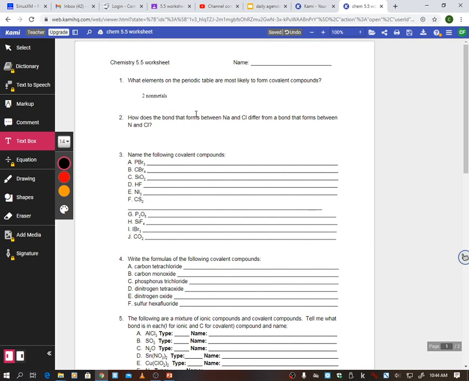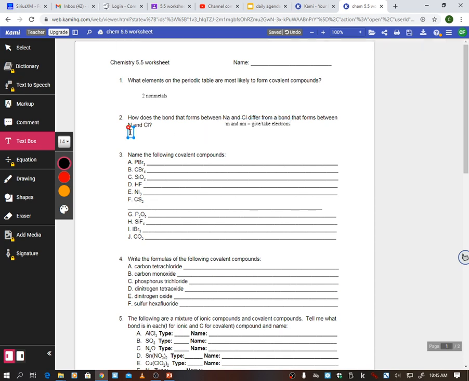Number 2, how does the bond that forms between sodium and chlorine differ from the bond that forms between nitrogen and chlorine? Well, sodium and chlorine, you have a metal and a non-metal, so I'm just going to write M and NM, which means they are going to give/take electrons. So that's how you get your charges. Your metal is going to give electrons and become positive, and that non-metal is going to take those negative electrons, and it makes them have a negative charge. And that's how they bond. They bond by these opposite charges.